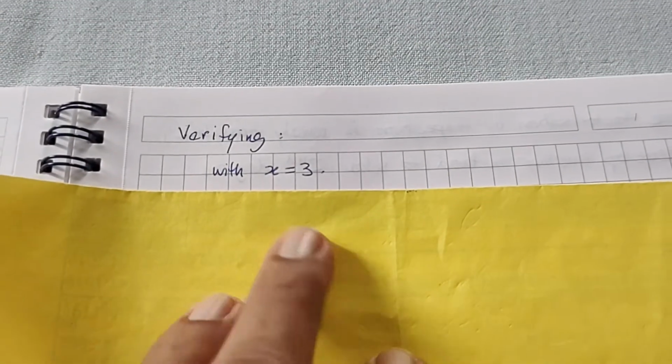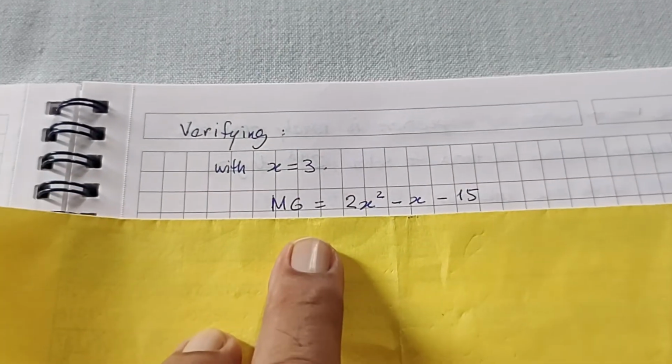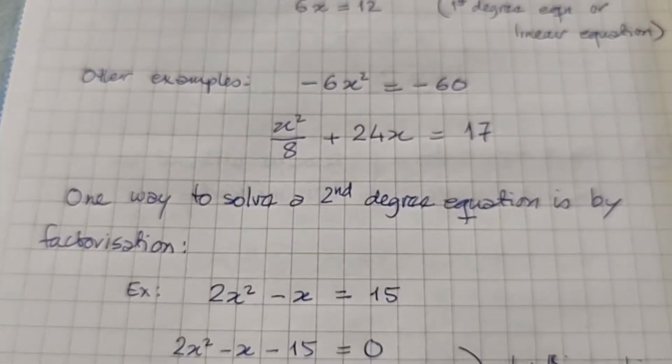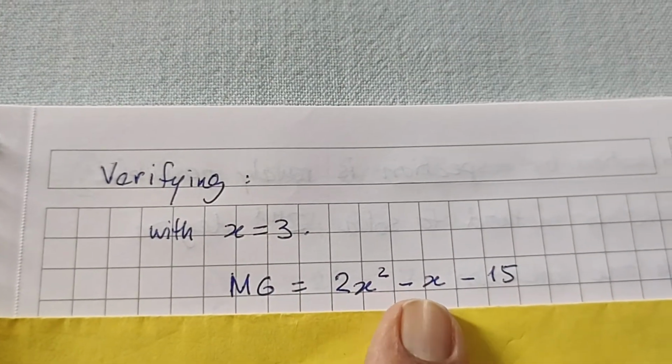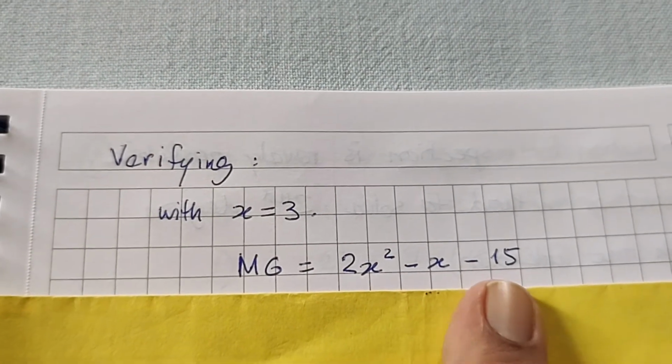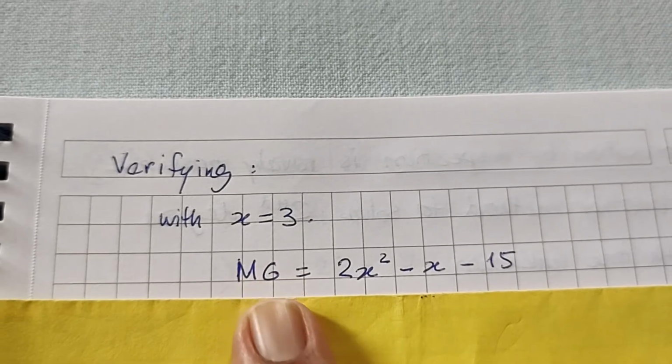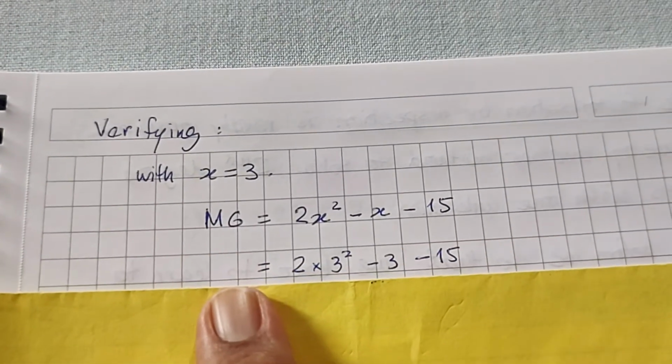Let's take x is equal to 3, and take the membre gauche. I'm taking this way of writing it here: 2x carré moins x moins 15 est égal à 0. So I'm only taking the membre gauche. So what do I get?